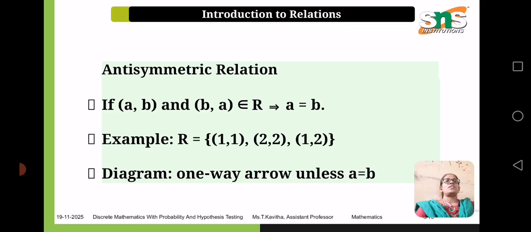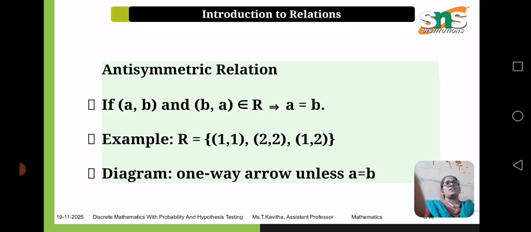Next, antisymmetric relation. A relation is antisymmetric if (a, b) and (b, a) belong to R, that means a equals b. That means if the element a relates to b and b relates to a, then the two elements are the same, a is equal to b. Example: R equal to {(1, 1), (2, 2), (1, 2)}. The diagram is a one-way arrow unless a is equal to b.